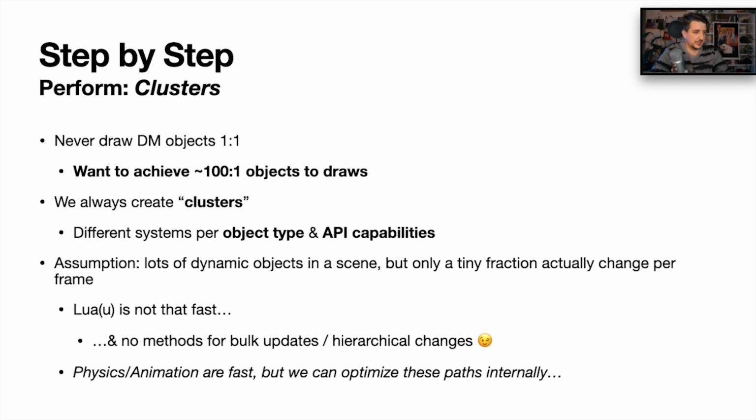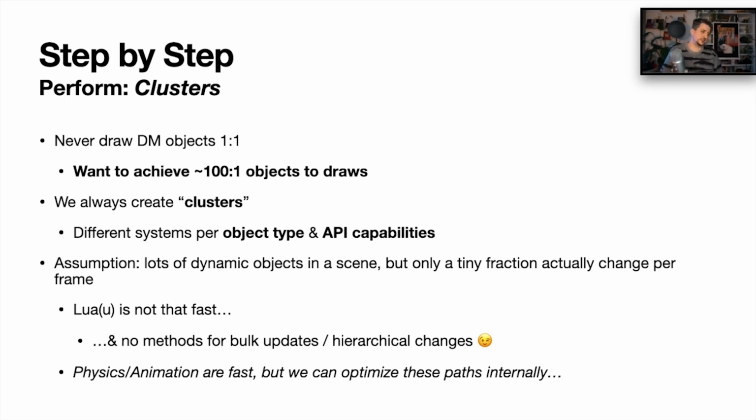The assumption here is that you have a lot of dynamic objects in a scene, but only a tiny fraction actually change, and so we can leverage that to construct bigger draw calls and then just invalidate certain of those and repopulate when objects change inside of that draw call.